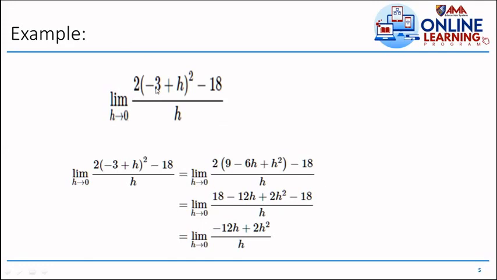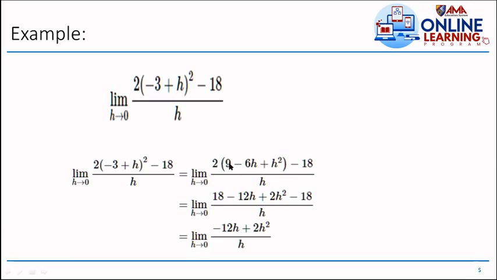Here, minus 3 plus h, we're going to use the binomial a plus b raised to 2. If we expand that, we have a squared minus 2ab plus b squared. This is your a, this is your b raised to 2. A squared, so negative 3 squared, we have positive 9. Minus 2a, 2 times 3 is 6, multiplied by h, so we have minus 6h. B squared, so h squared.